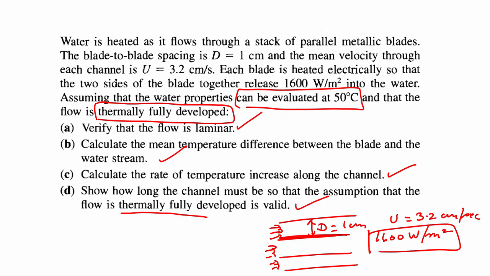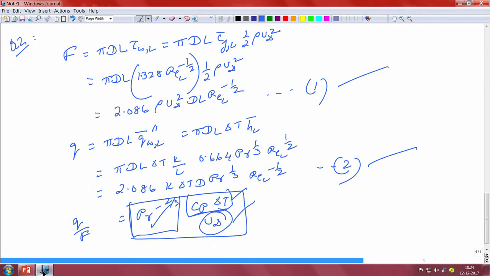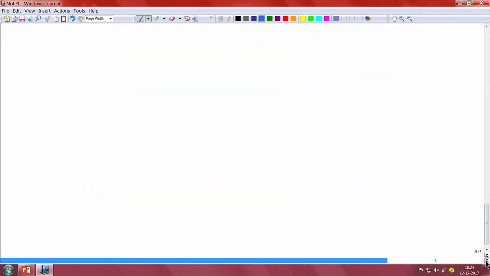One part is to validate that the flow is laminar, which means it has to be within a certain Reynolds number range. You also have to calculate the mean temperature difference and the rate of temperature rise, and how long the channel must be for the thermally fully developed assumption to be valid. This blade is actually dissipating heat to both sides, which is why we said about 1600 watt per meter square. So, 800 basically goes to either side of the water that is flowing through it. Okay. So, let us look at it.